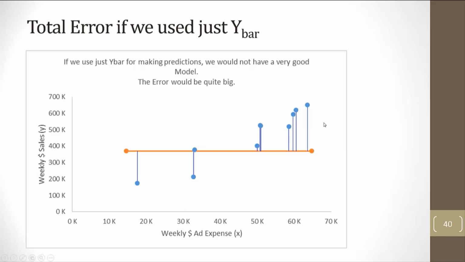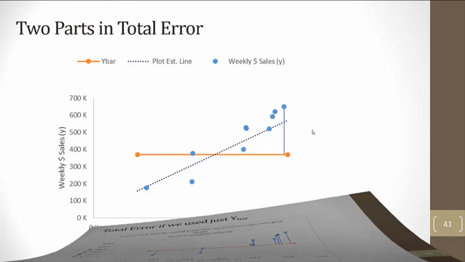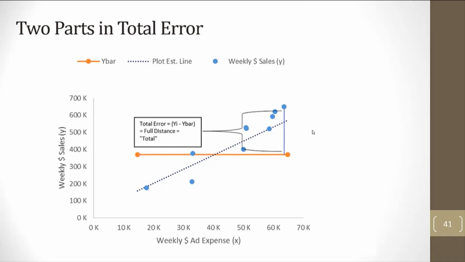Now, there's actually two parts in this error. If we go to our next slide, here's the total amount. That's the total error. But this total error, you see that line kind of splits it in two?